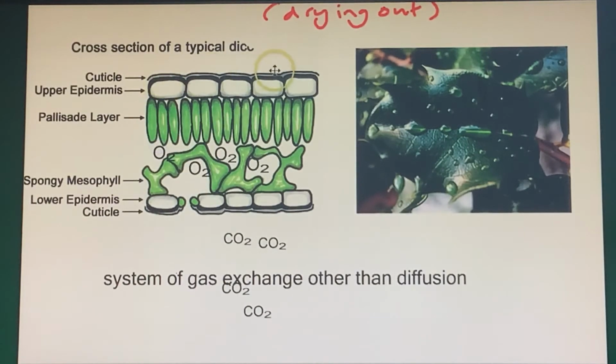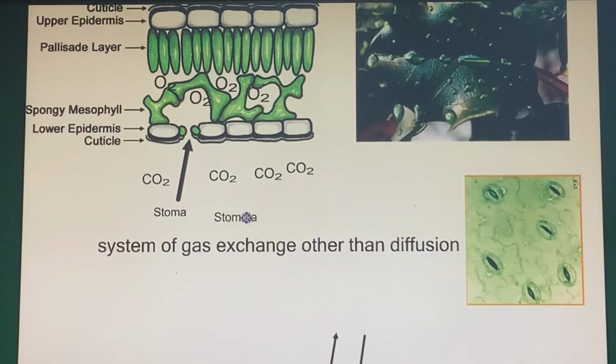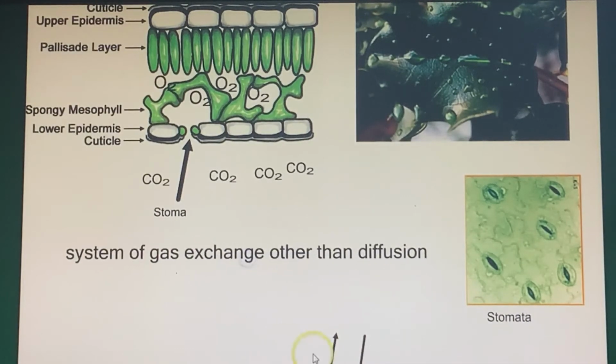Well, the solving of the one problem, preventing desiccation or drying out, created a new problem. We need a way to exchange these gases. And the answer to that, the system of gas exchange other than diffusion, is an opening on the underside of the leaf that you see right here. This opening is called a stoma. The plural of stoma is stomata, and on the undersides of leaves there are many stomata, these openings. And this allows the exchange of gases in and out of the leaf.